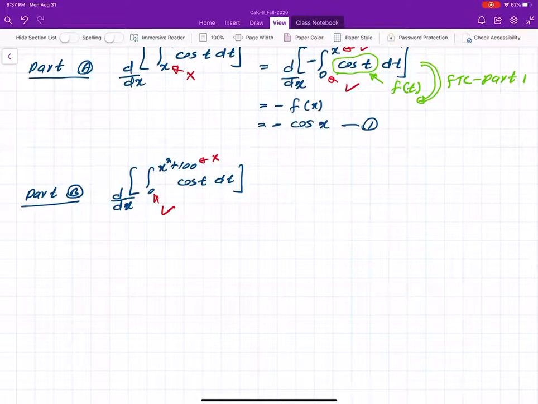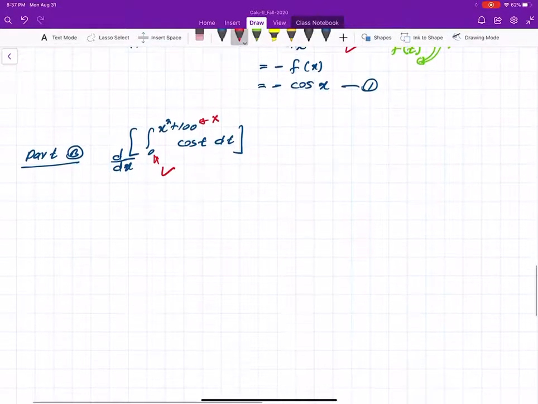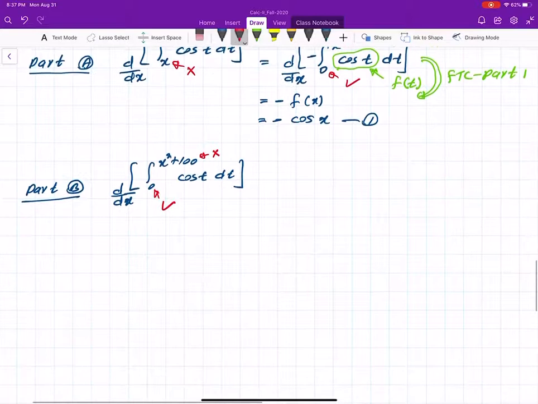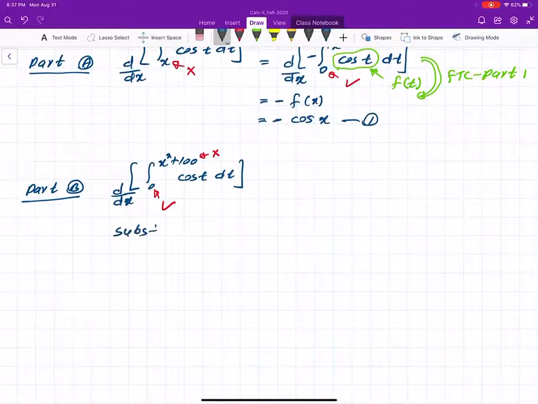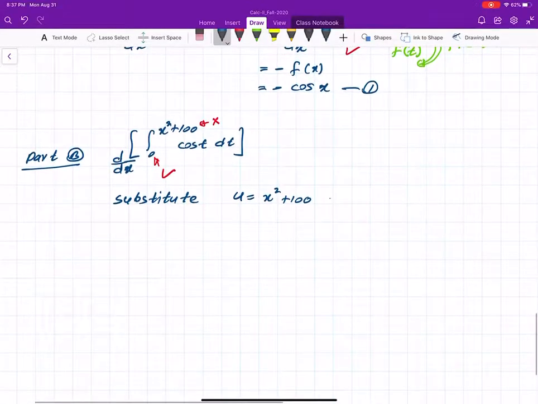Just use u substitution like we did before. I'm going to use u substitution here. I take my u to be u equals x square plus 100. Okay, first I get the derivative of u because I need that later. du over dx equals 2 times x.